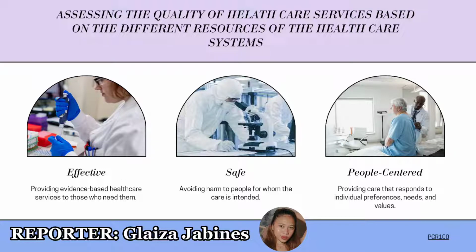Effective is providing evidence-based healthcare services to those who need them. It means ang imong i-offer na medication is surely the one that undergoes na into kanang research and also it already passed. Parang na-overcome na niya ang challenges ba and it is proven and tested na siya jud ang makaayo ana nga sakit. Safe. When we say safe, avoiding harm to people for whom the care is intended.